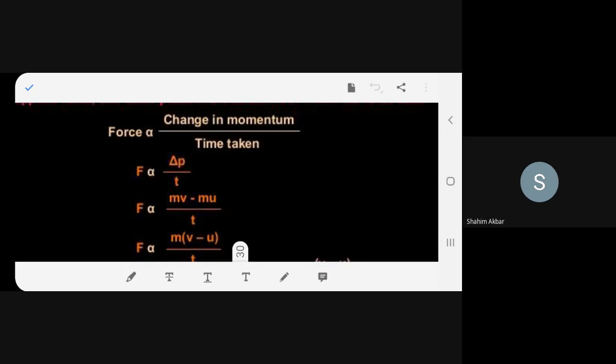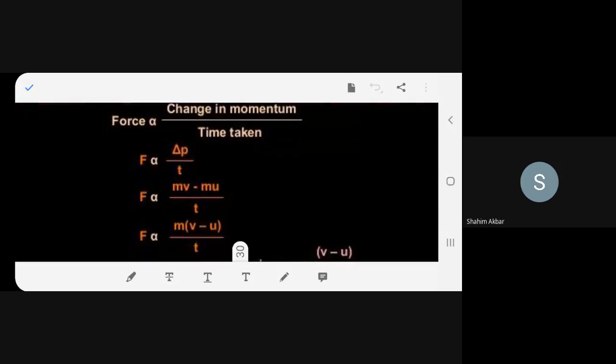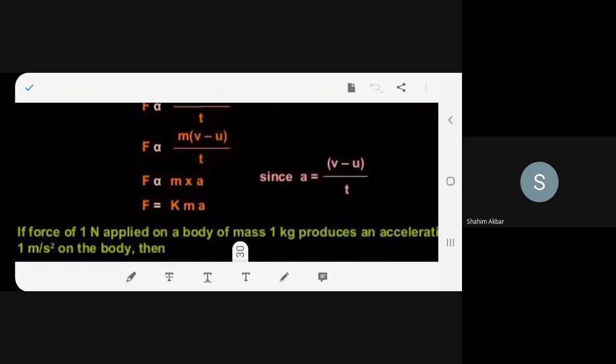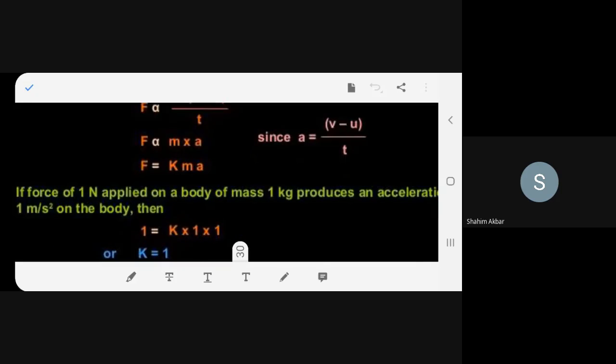You can understand this now if I read it out. Delta P is the difference of the momentum. So F is proportional to mv minus mu upon T. F is proportional to m times v minus u upon T, and v minus u upon T is equal to A. So F is proportional to m into A. F is equal to KMA. Now can you read?